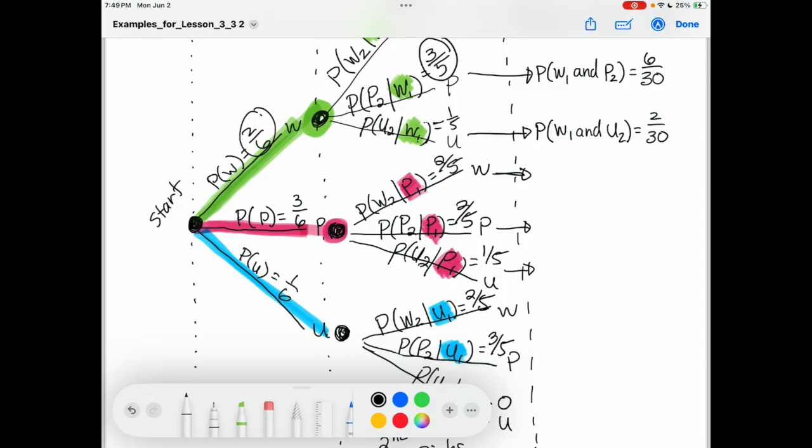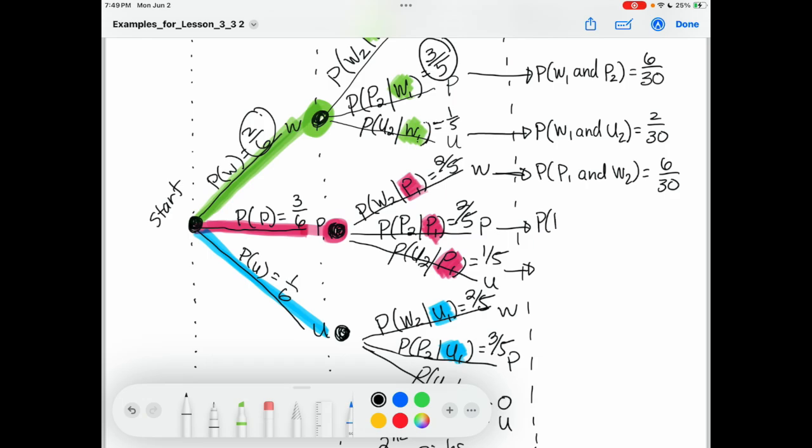This set of outcomes here is when we're looking at a pirate first. So this is the probability that we pick a pirate first and a witch second. I multiply down those branches. I'm going to get 3 over 6 times 2 over 5. That's going to give me 6 over 30.